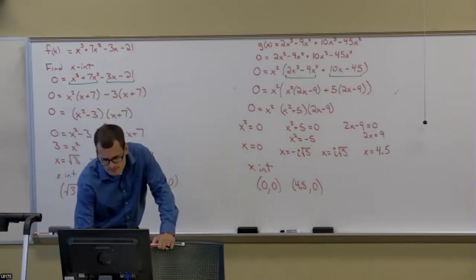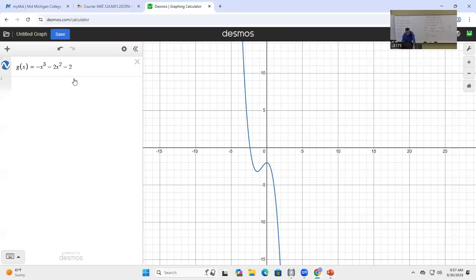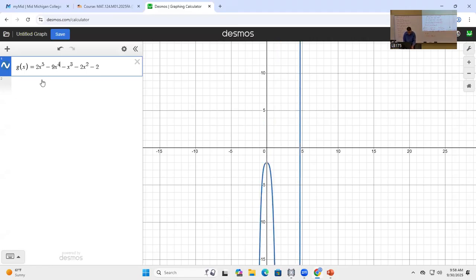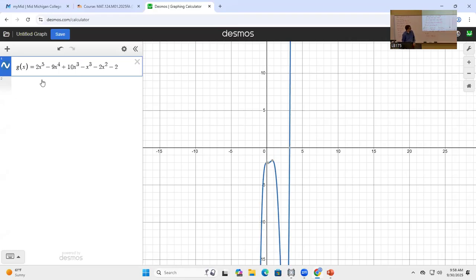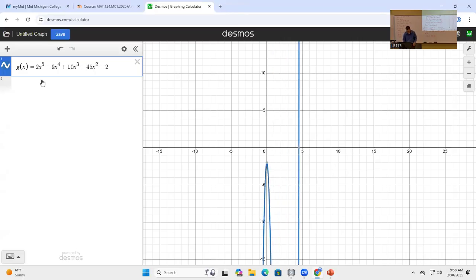By the way, when in doubt, graph it. If we took our g of x, I gotta write it down, 2x to the 5th minus 9x to the 4th plus 10x to the 3rd minus 45x squared, I get this graph.